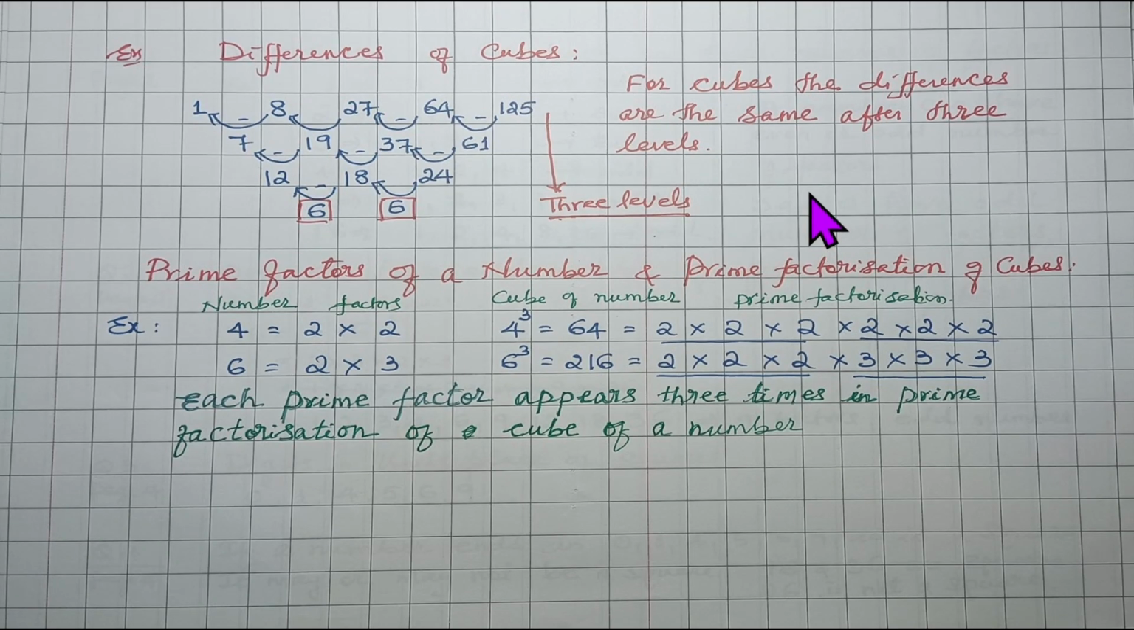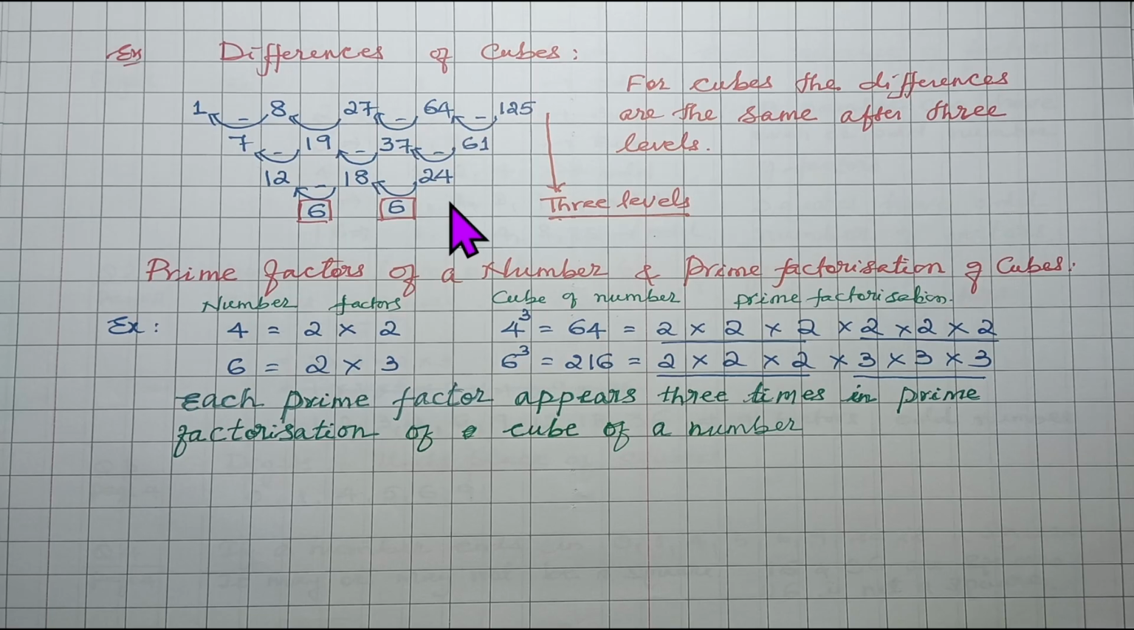Now if you apply the same property for cubes, what will happen? 1, 8, 27, 64, 125 are cube numbers. Subtract: 8 minus 1 is 7, 27 minus 8 is 19, 64 minus 27 is 37, 125 minus 64 is 61. Again go for the second level. 19 minus 7 is 12, 37 minus 19 is 18, 61 minus 37 is 24. Again go to the third level. 18 minus 12 is 6, 24 minus 18 is 6. Again the numbers are all 6. So remember, after 3 levels you find all the differences are the same. For squares it is 2 levels, and for cubes it is 3 levels.